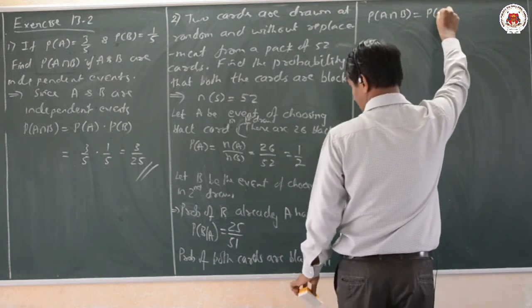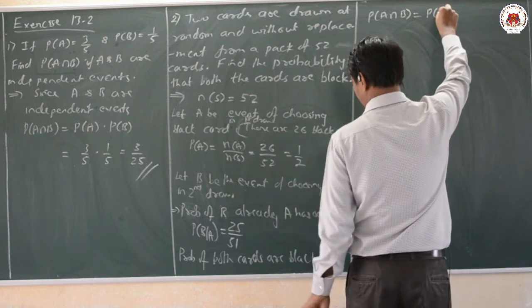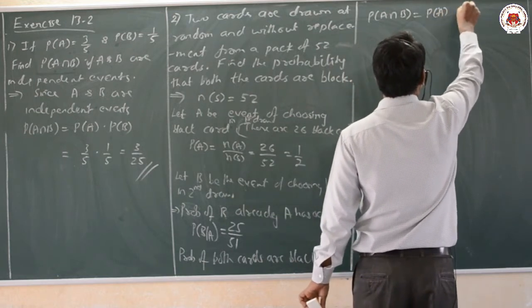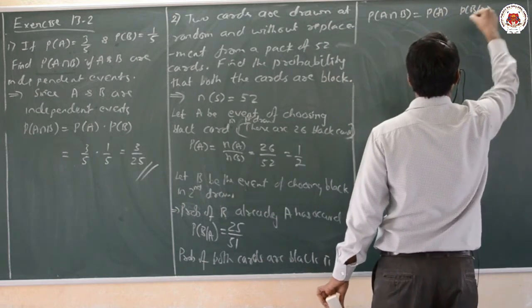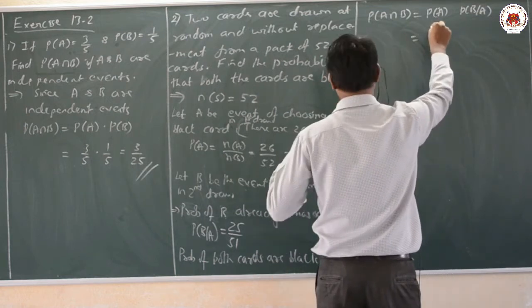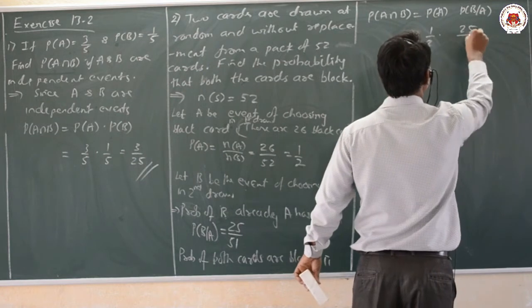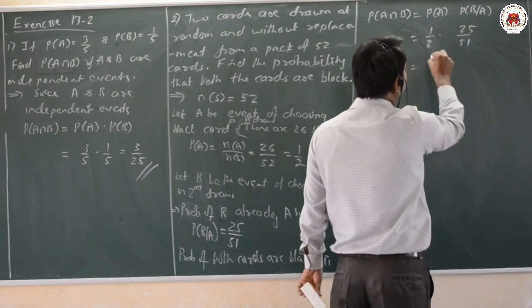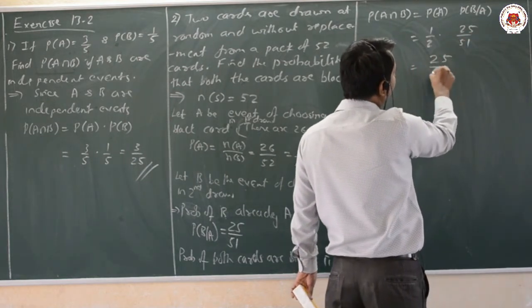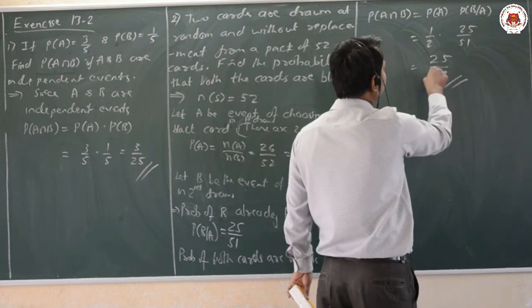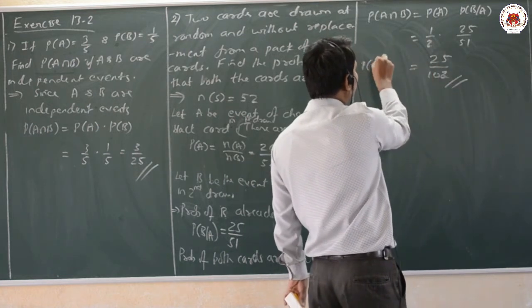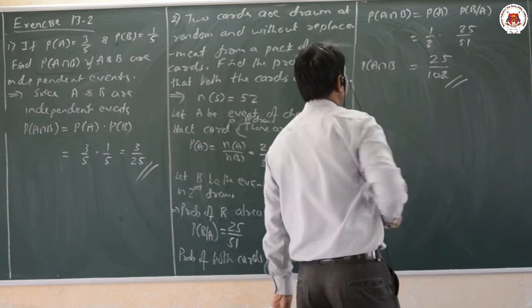According to the definition we have P of A into P of B given A. That means P of A value is 1 divided by 2, and dear students, P of B given A value is 25 divided by 51, and hence the value will be 25 divided by 102 here. That is nothing but the probability of A intersection B here.